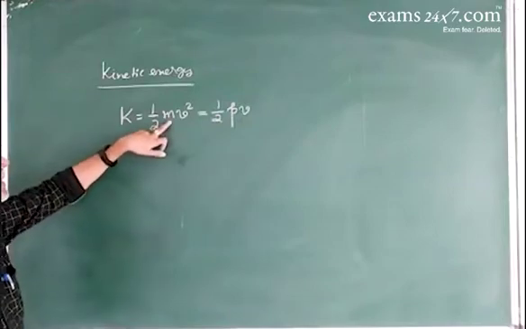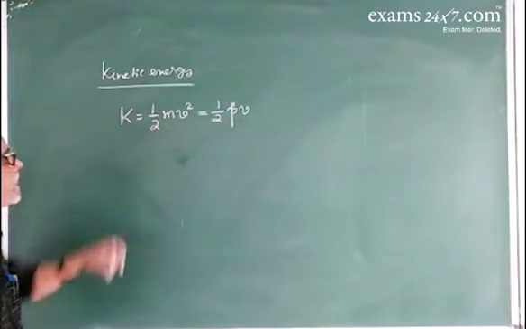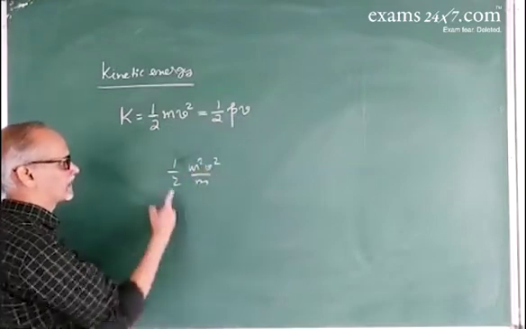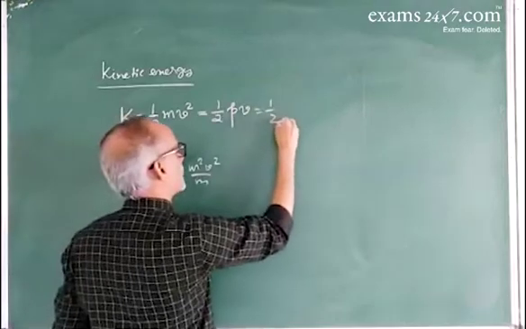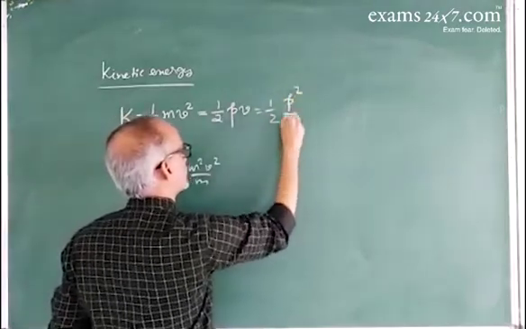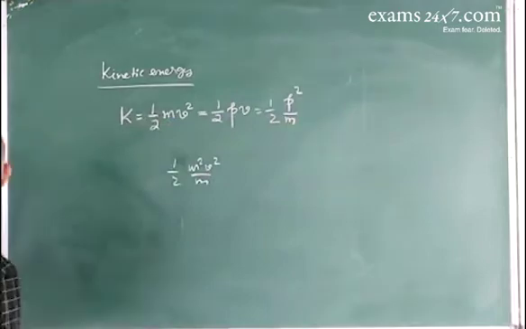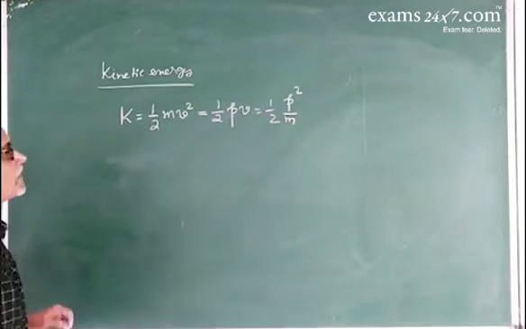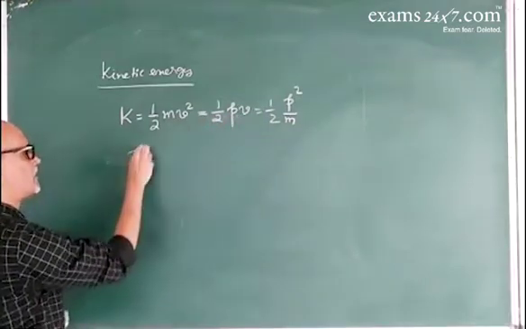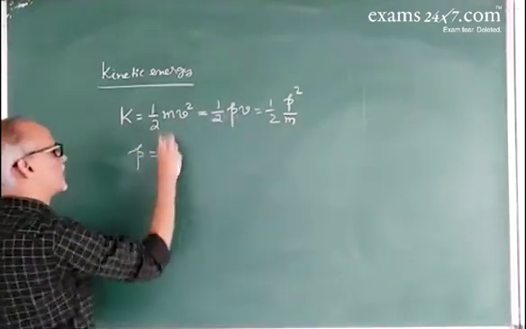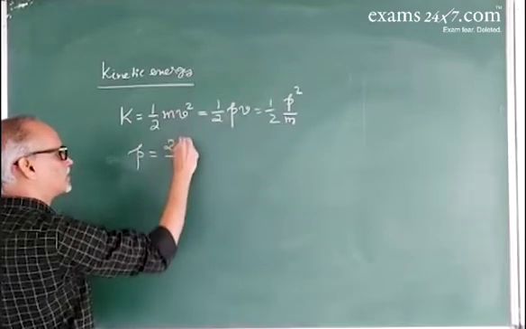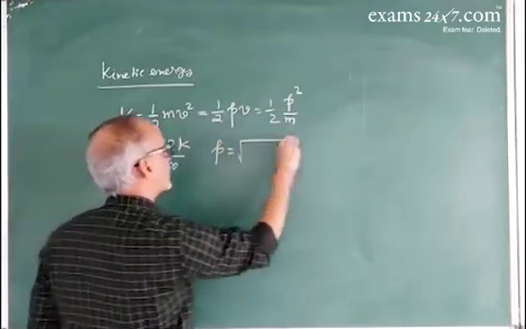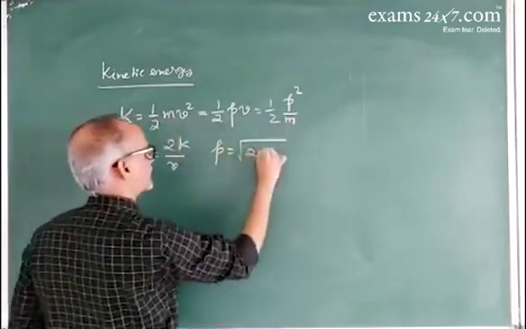If I multiply by m and then divide by m, then I'll get half m square v square by m. That is half p square by m. So these are the different formats of the kinetic energy. You can even write the formula for momentum out of it. That's P is equal to 2K by v, or P is equal to root of 2mK.